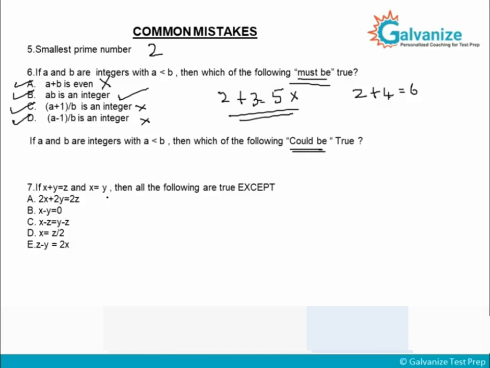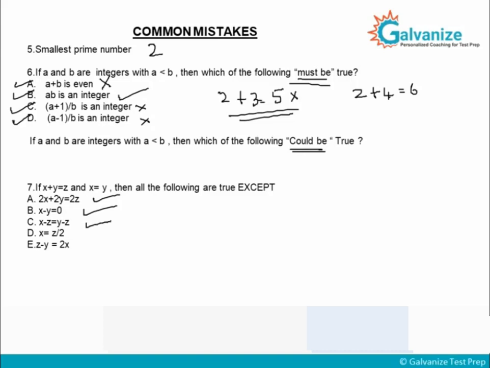If x plus y is equal to z and x is equal to y, then all the following are true except, which means what is it that you need to mark? You need to mark that option which is wrong here, not the option which is correct. Now, if you're skillful at algebra, you already know that when x plus y is equal to z, 2x plus 2y is equal to 2z. Again, x is equal to y, so x minus y should be equal to 0. We all know that. X minus z is equal to y minus z, perfectly fine.